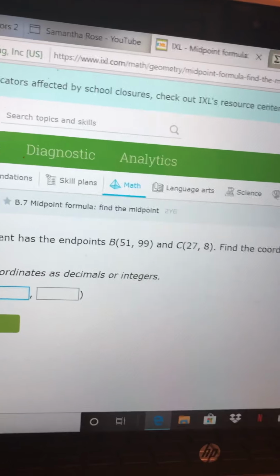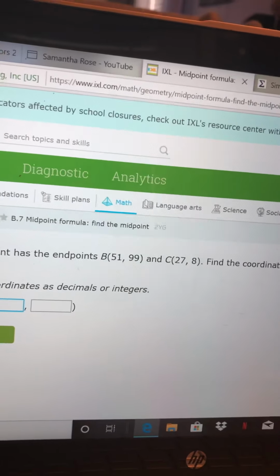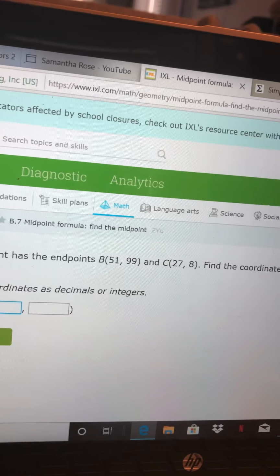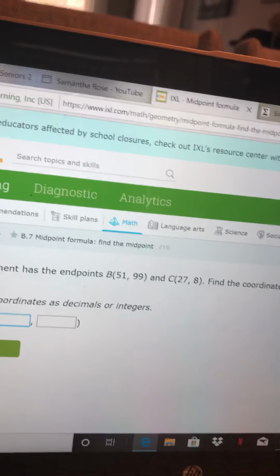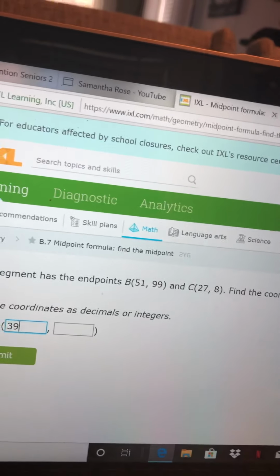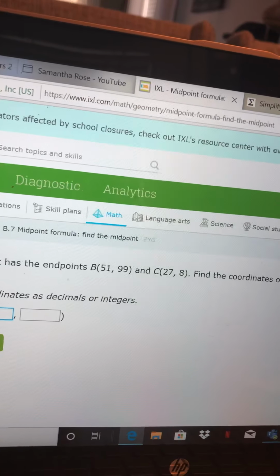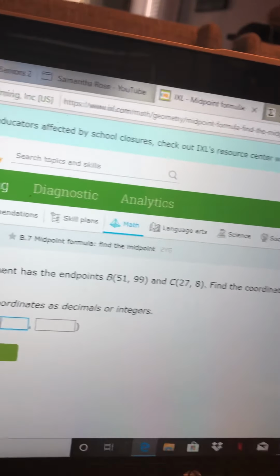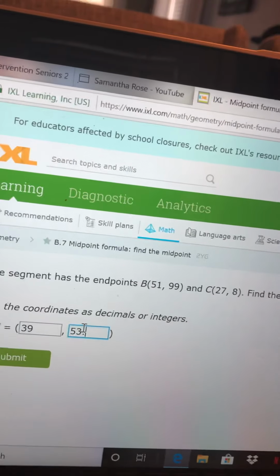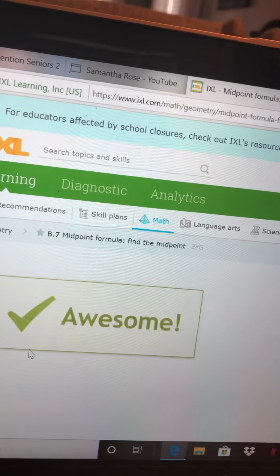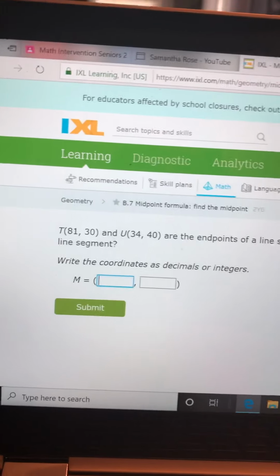Find the midpoint. So it would be 51 plus 27 divided by 2. So 51 plus 27 is 78, divided by 2 is 39. And then it'll be 99 plus 8 divided by 2. And that is 53.5. So 53.5. Alright, that's how you do B7, midpoint formula.